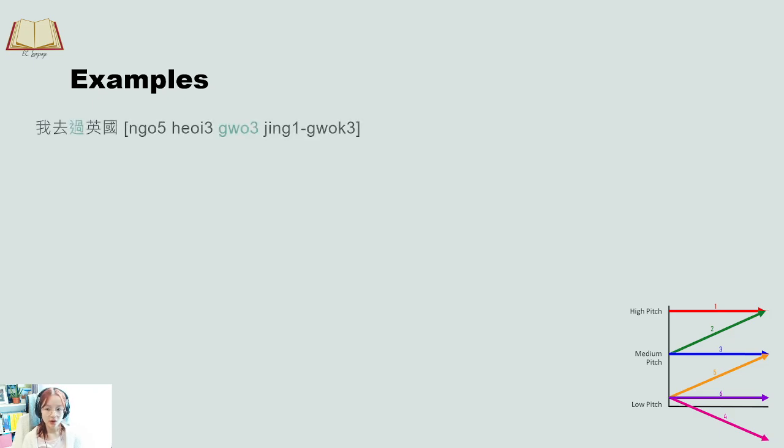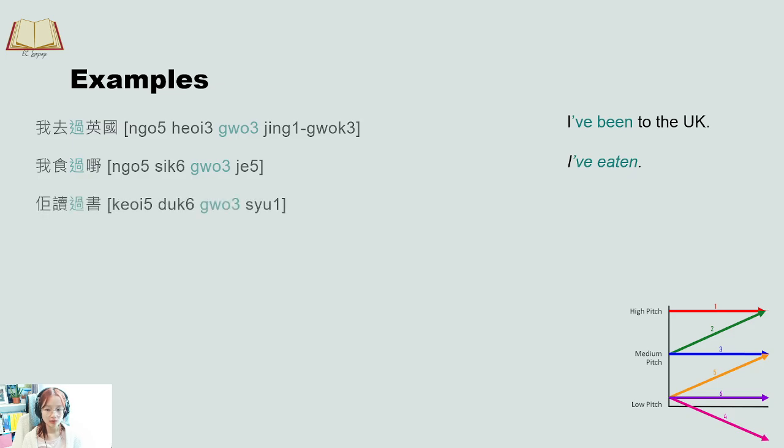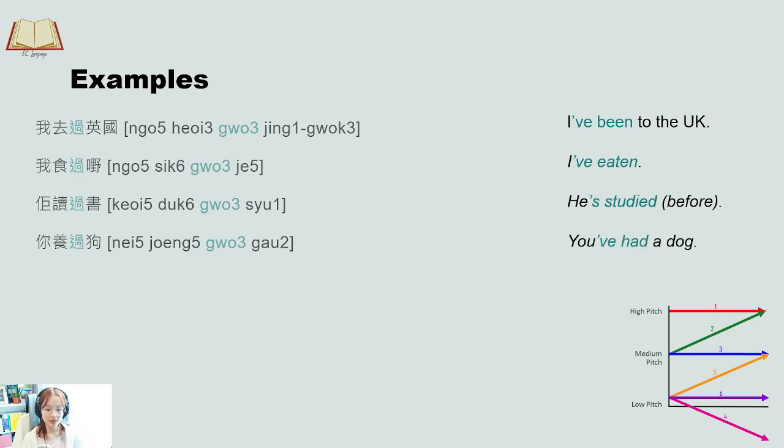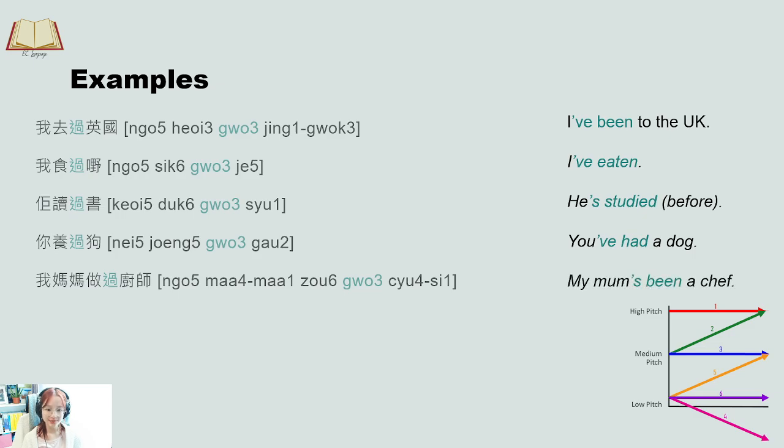我去過英國. I've been to the UK. 我食過嘢. I've eaten. 佢讀過書. He studied. 你養過狗. You've had a dog. 我媽媽做過廚師. My mum's been a chef.